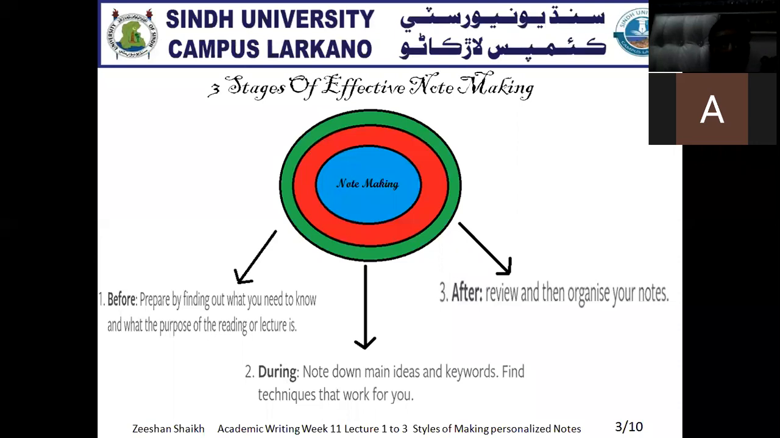Clear? And the third one, that is after. Now after before and during, what are you supposed to do? After going through these two stages, first before and during, now the third one, that is after. Now what are we supposed to do with the after? We have to review and organize your notes. Means after the first stage and the second stage, you have to review what kind of personalized notes you have made.